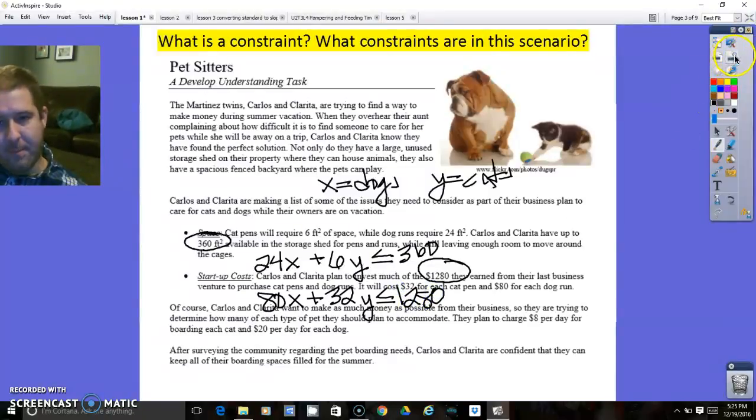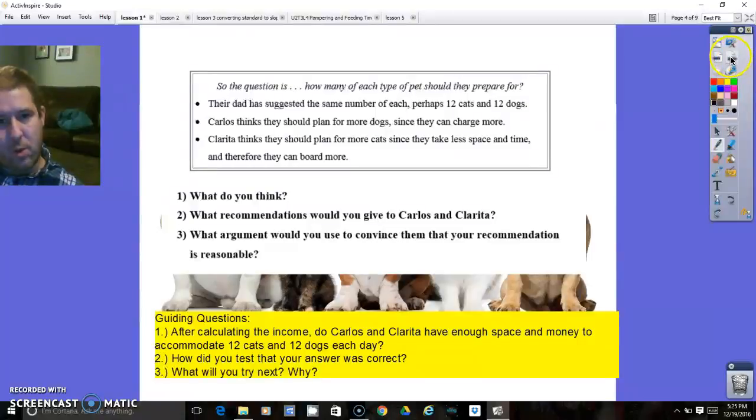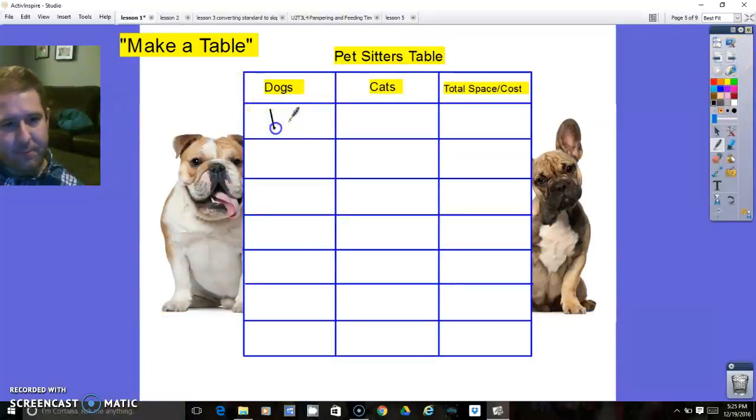All right, so now that I've got my equations, now I'm ready to consider making my table. So if I make 12 dogs and 12 cats, we're going to do graphing later, but right now just figure out what's going to be viable and what's non-viable and what's going to be possibly the best option for this.